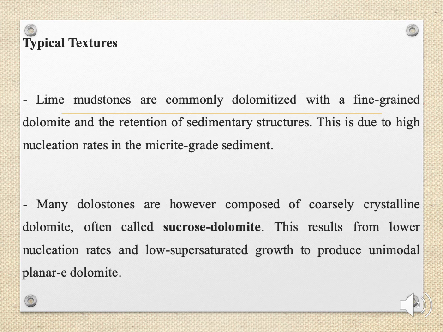Now, this results from lower nucleation rates and low supersaturated growths to produce this unimodal planar-e dolomite. So all of the crystals have the same size, just like if you had a cube of sugar, and that's what the rock looks like in some sort of exaggerated way.